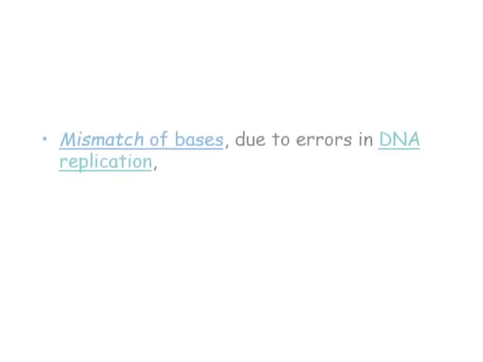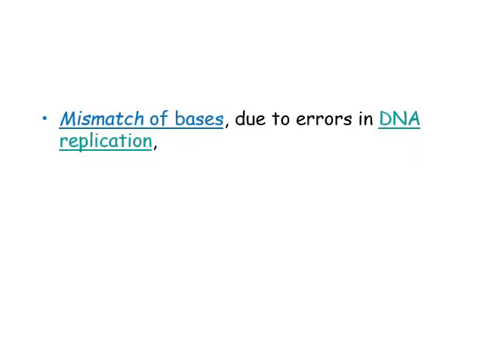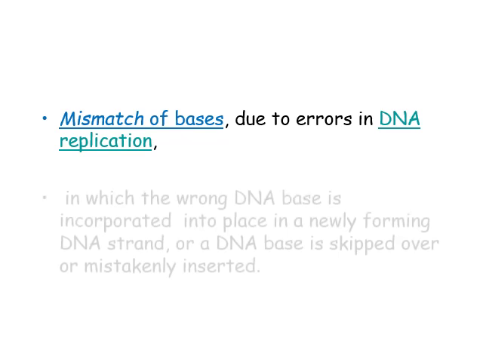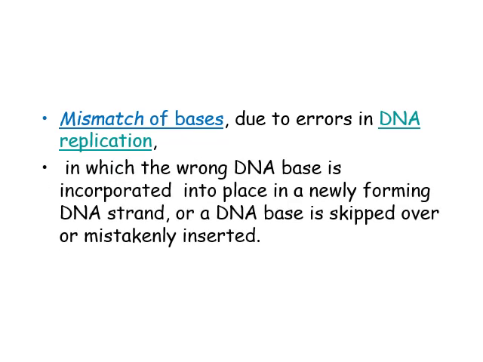The other type of DNA damage due to endogenous cellular processes is called mismatch of the bases. It results from errors in DNA replication, in which the wrong DNA base is incorporated into a place in a newly forming DNA strand, or a DNA base is skipped over or mistakenly inserted.